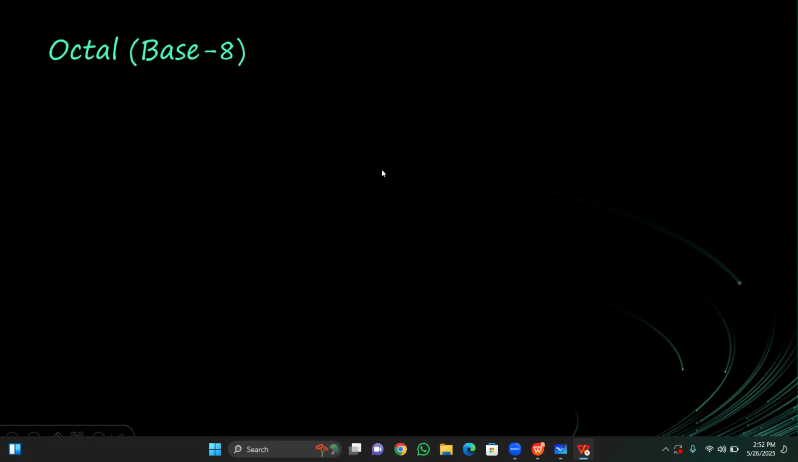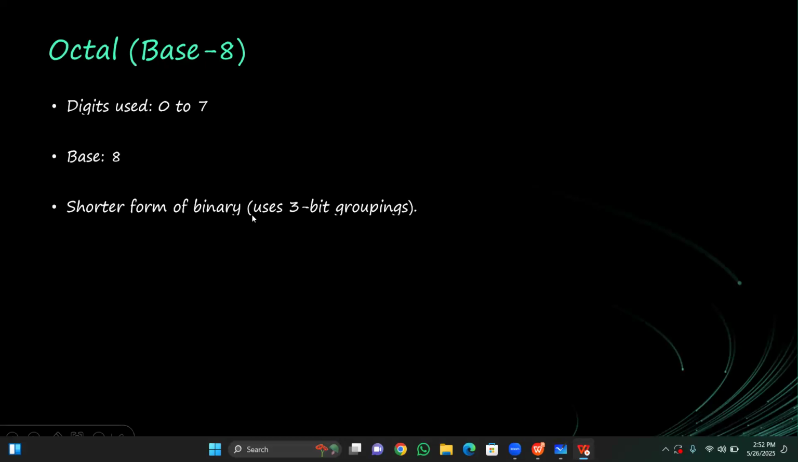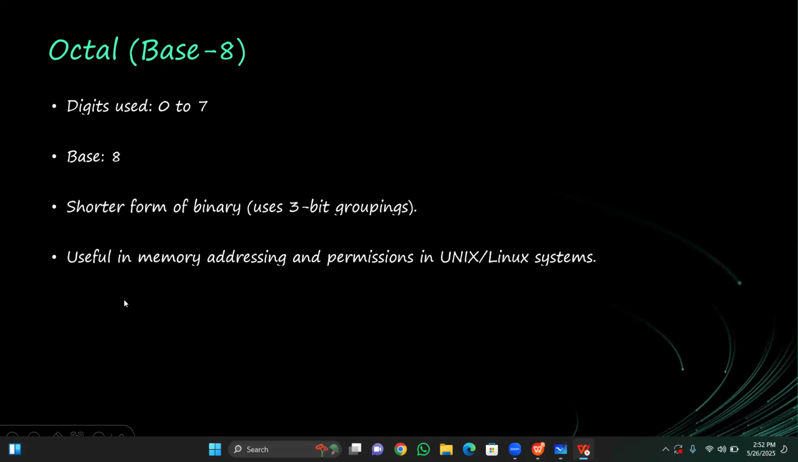We also have the octal number system. The base is 8. It has 8 digits. Base 10 has 10 digits, base 2 has 2 digits, base 8 has 8 digits. So digits are from 0 to 7, and the base is 8. They are a shorter form of binary. It uses 3-bit groupings, and it is useful in memory addressing.